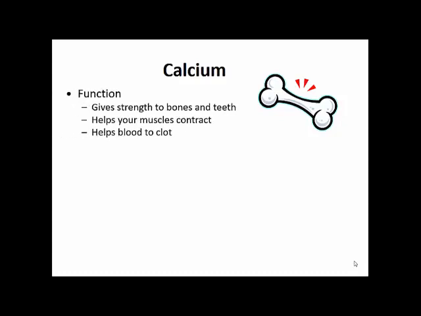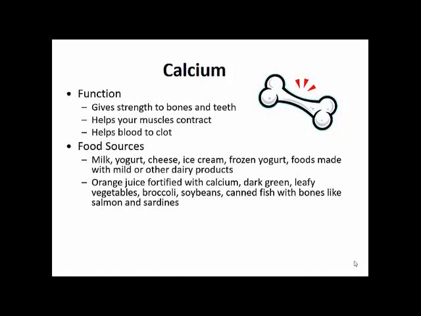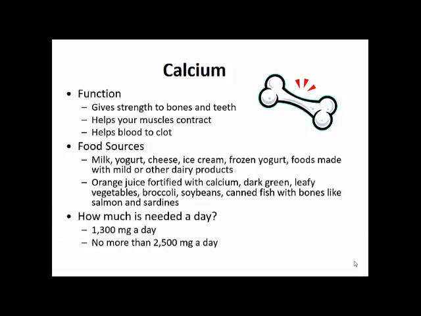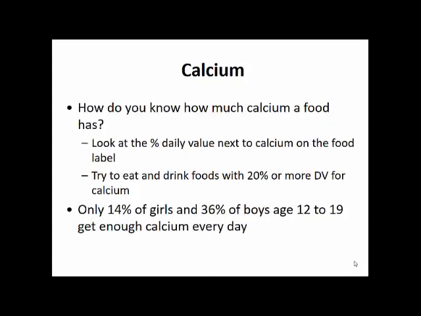Calcium. Function: gives strength to bones and teeth, helps your muscles contract, helps blood to clot. Food sources: milk, yogurt, cheese, ice cream, frozen yogurt, food made with milk or other dairy products, orange juice fortified with calcium, dark green leafy vegetables, broccoli, soya beans, canned fish with bones like salmon and sardines. How much is needed a day? 1300 milligrams a day, no more than 2500 milligrams a day.